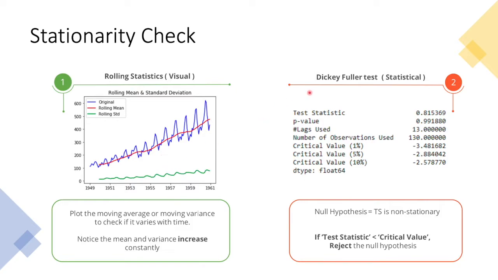The other way is to apply the Dickey-Fuller test, which is a statistical hypothesis test. We set the null hypothesis as the time series data being non-stationary, and if the test statistic is less than the critical value, we reject the null hypothesis. If we reject the null hypothesis, that means the time series data is stationary.